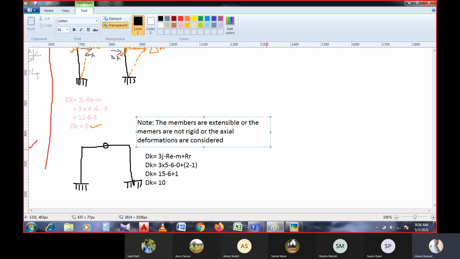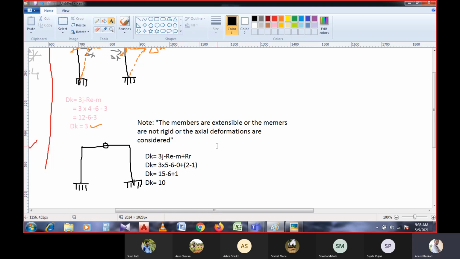Not rigid means it is able to move in either direction. That means it will be flexible. If you are considering it as flexible, then the member has the capability to change its dimension. In terms of length, it can change from the original to an extended value, and the members are extensible in the sense that they are able to have a deformation in the direction of axial load. So this is the condition we could have in the question. Then we have to neglect the value of m here.